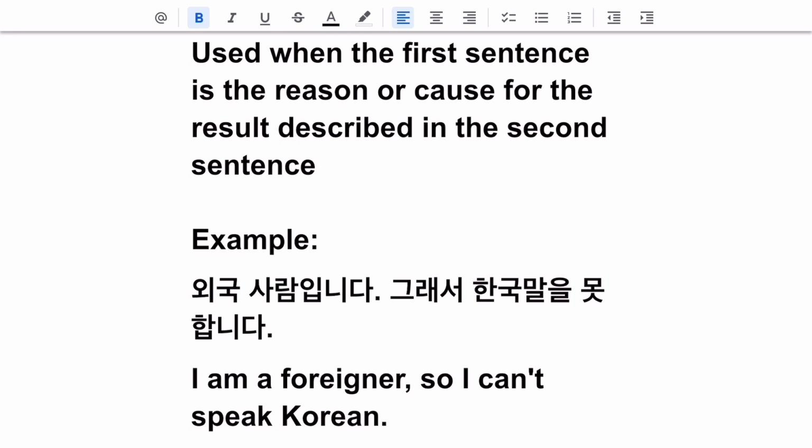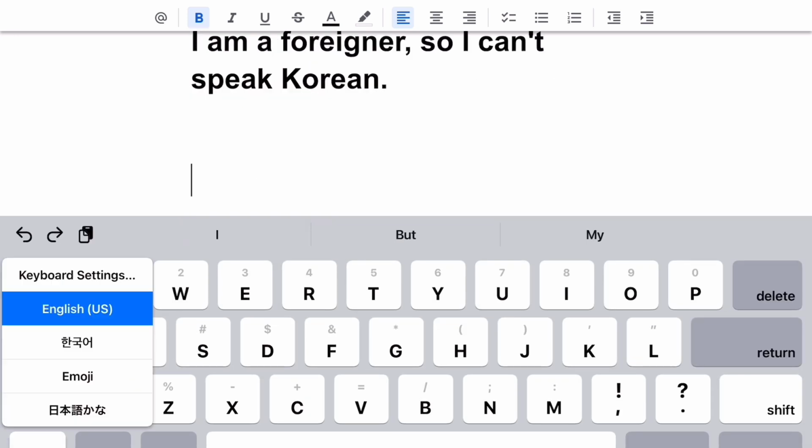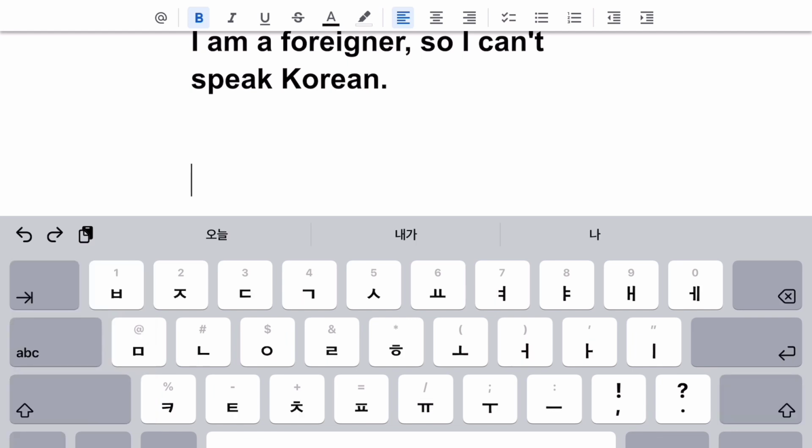그래서 한국말 is the same as 한국어, the one we always use, but it's just a different way to say it. 한국말을 못 합니다. Can't do. I can't speak Korean. I can't do Korean. Literally. It's not a great reason. I mean, a lot of foreigners can speak Korean, but, you know, just an example.